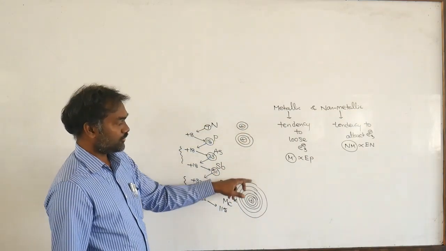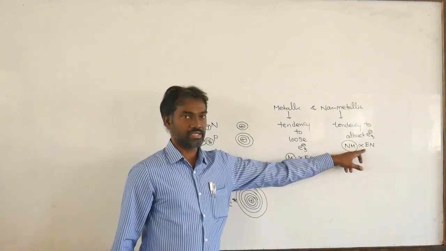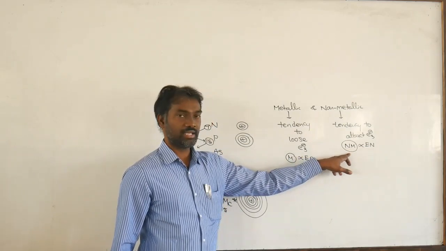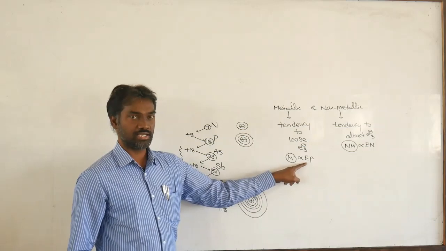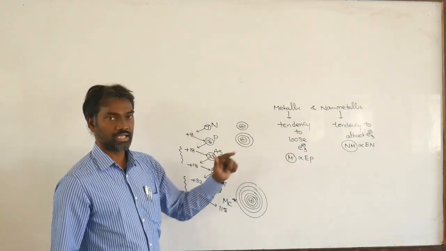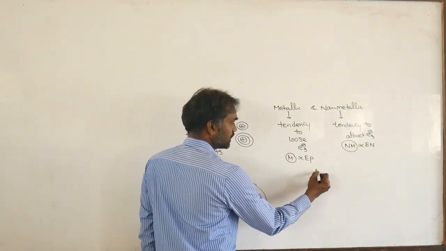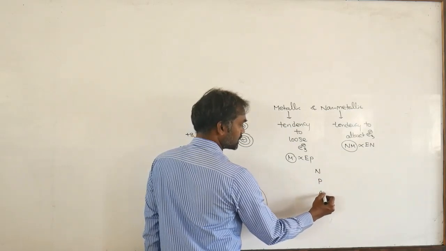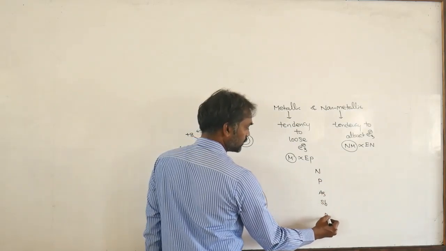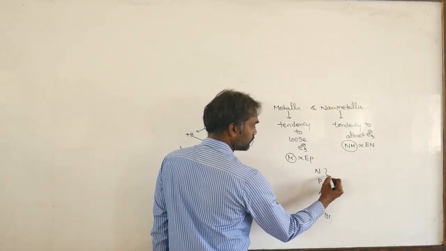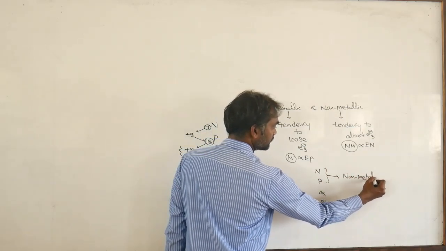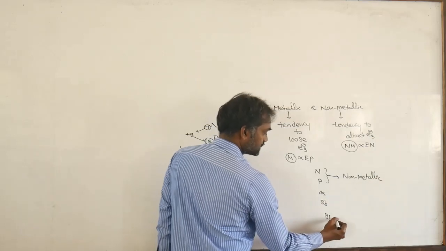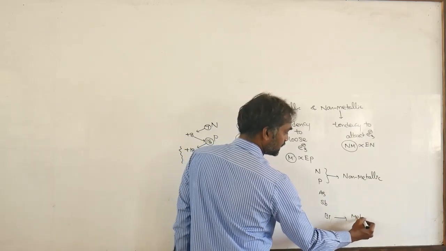So top to bottom, what happens? Electronegativity decreases. So that means non-metallic character decreases. Top to bottom, electropositivity increases. So that's why metallic character increases. Suppose you see nitrogen, phosphorus, arsenic, antimony, bismuth. Nitrogen and phosphorus show non-metallic character. Next, bismuth is showing metallic character.